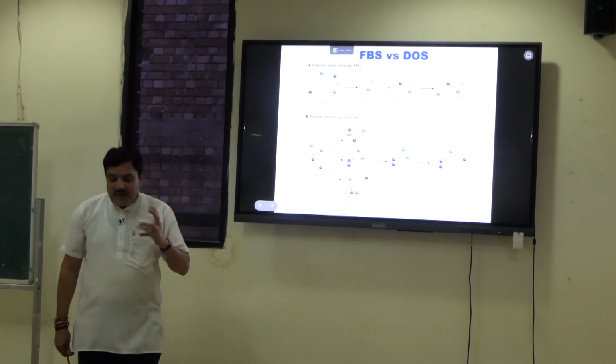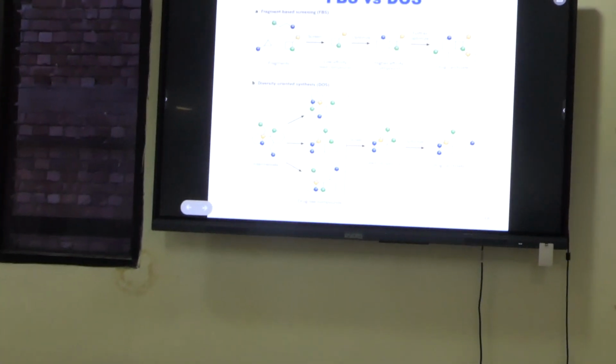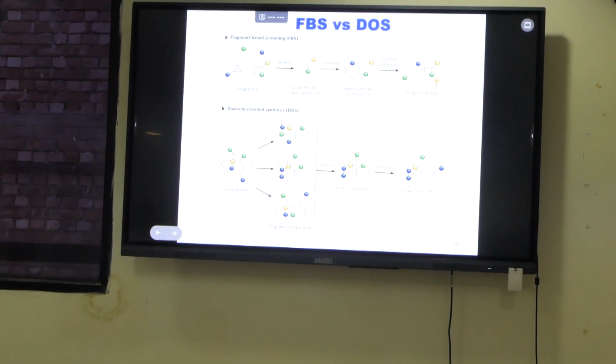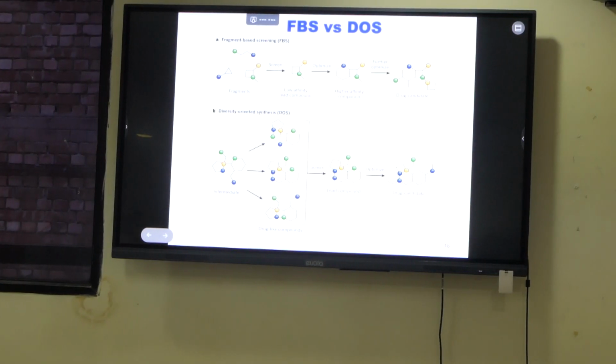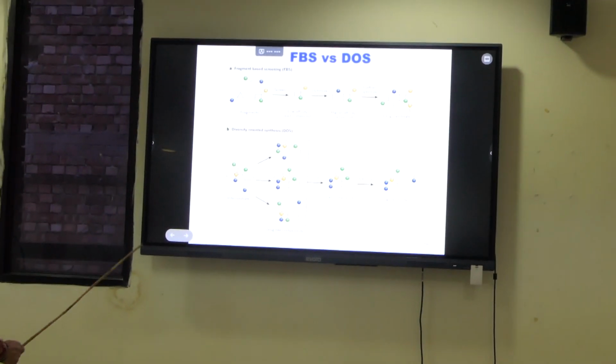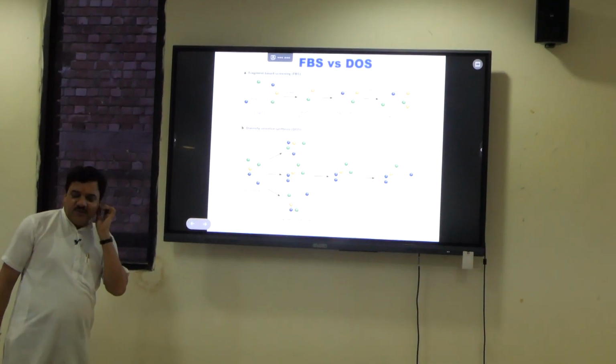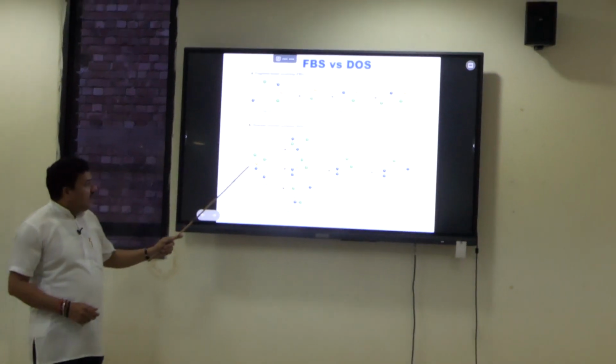So now we have compared HTS versus DOS. Now it is time to compare fragment-based drug design and diversity-oriented synthesis. What is the difference? In fragment-based, I think this is a very beautiful slide. I hope you all understand. This I have already shown you.